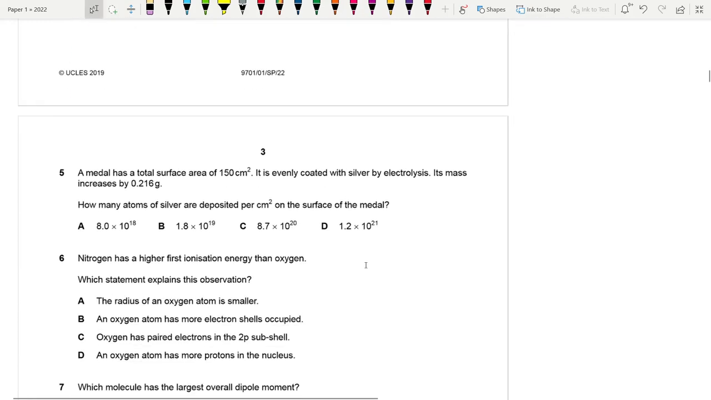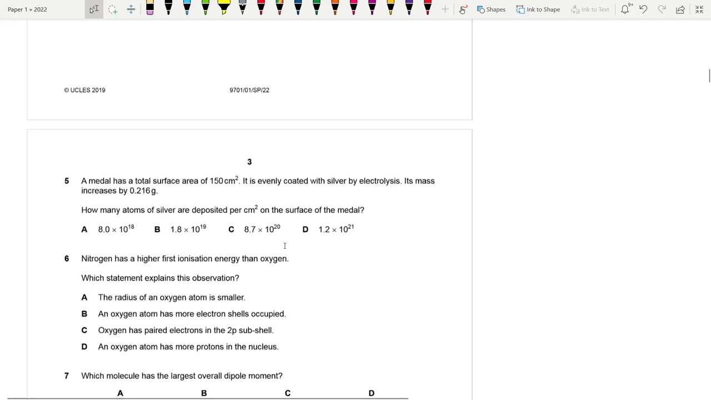5. A metal has total surface area of 150 centimeters square. It is evenly coated with silver by electrolysis. Its mass increases by 0.216 grams. How many atoms of silver are deposited per centimeter square on the surface of the metal?